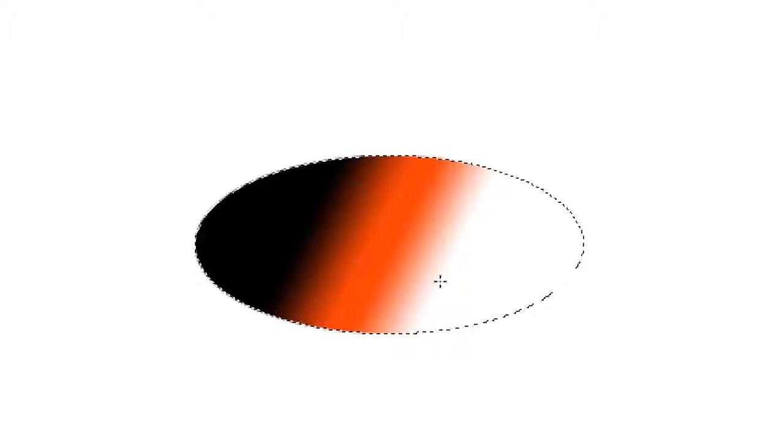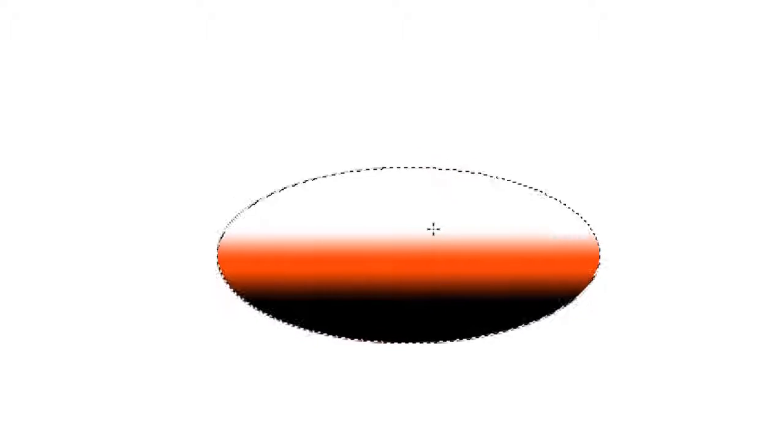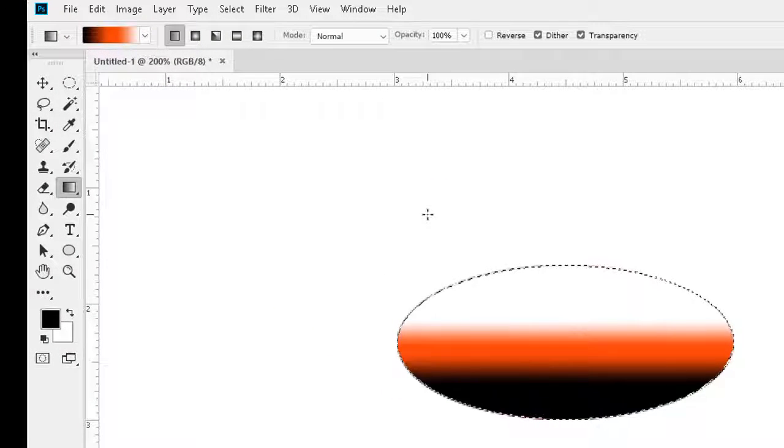The starting point tells the gradient where to start, the end where to end, and the distance how to distribute the colors. And if we use any of the other gradient patterns, say the radial, again the start, distance, and end of the drag dictate distribution and selection.